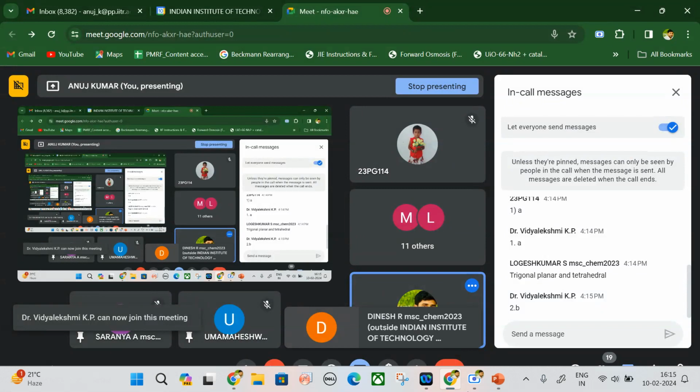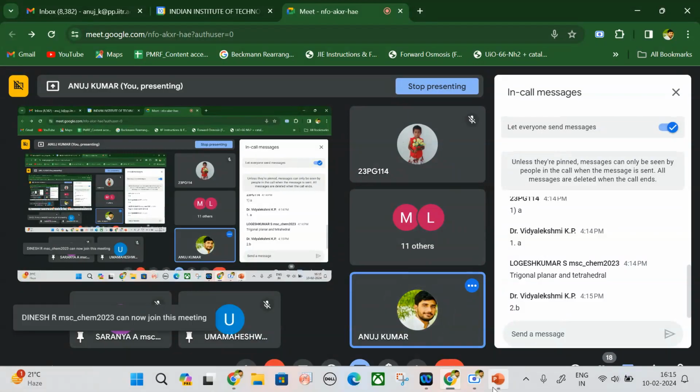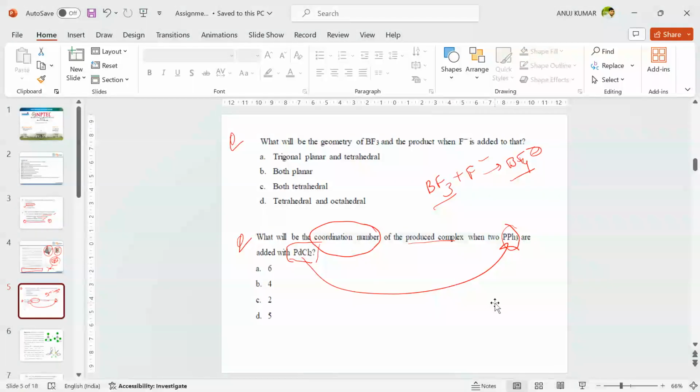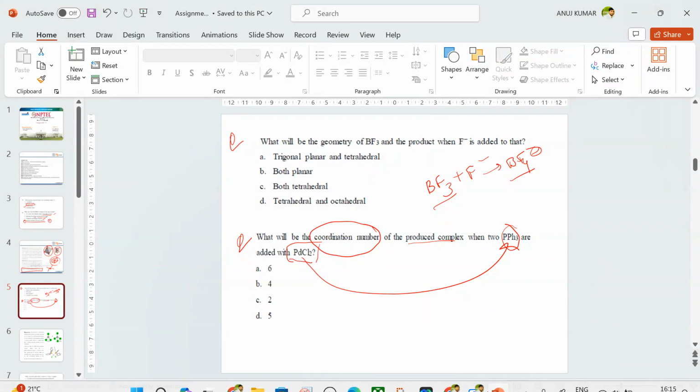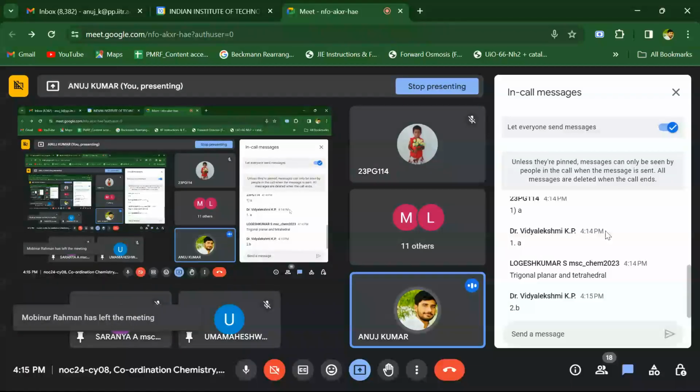Trigonal planar and tetrahedral, right? And 2 is B. Okay. So anybody else is there who wants to give the answer?